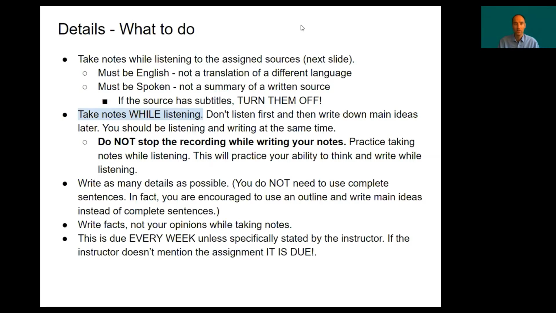So what do you need to do? First, you'll be taking notes while listening to the assigned sources. You'll have some freedom within those sources and some directives, things you have to follow. But it must be in English. You're not listening in your language and translating it into English to take notes. It also must be spoken. It's not that you read the newspaper and then summarize it. That may sound obvious, but I had a student that I really believe was not trying to cheat. They just were confused that was doing that. So I made sure that's clear.